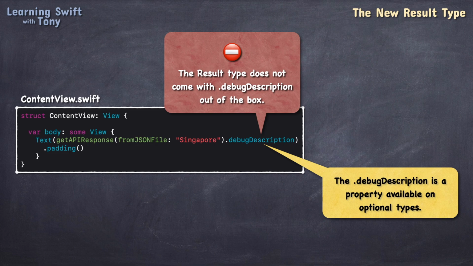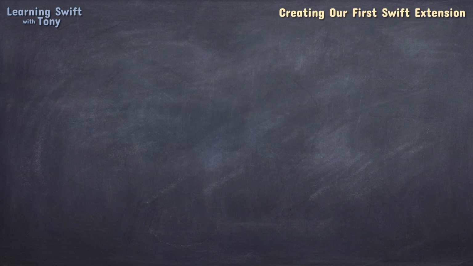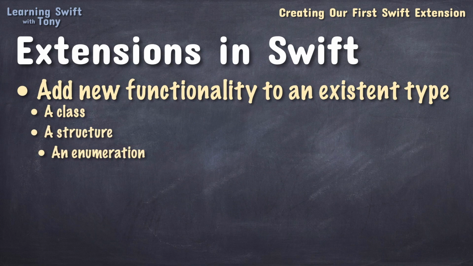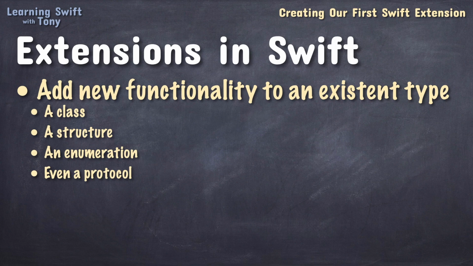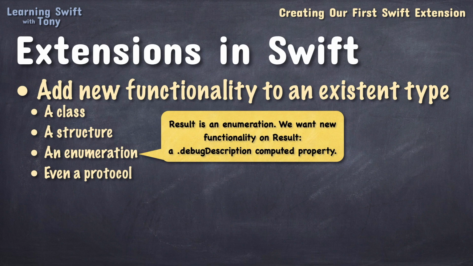The way of doing that is with the use of something called extensions. Extensions are used for adding new functionality to an existing type, such as a class, a structure, an enumeration, or even a protocol. This is exactly what we need, because we are dealing now with a Result type, which we already know is an enumeration, and to which we want to add some kind of new functionality.